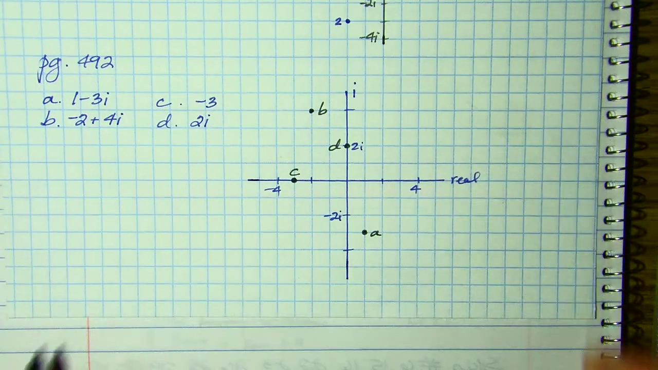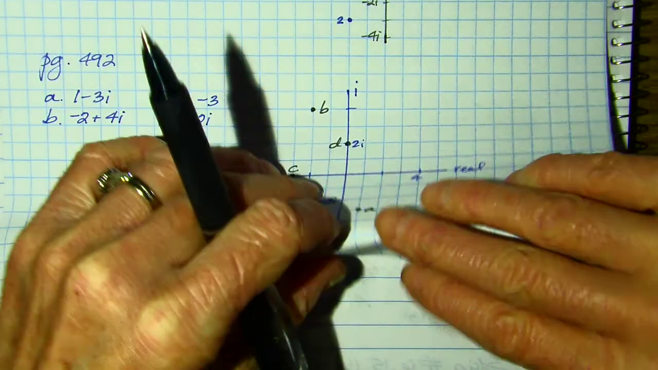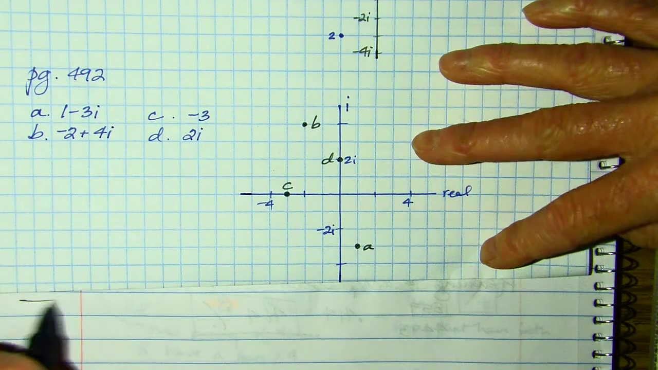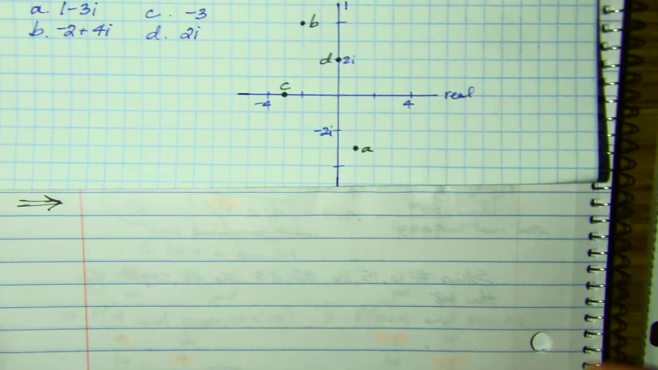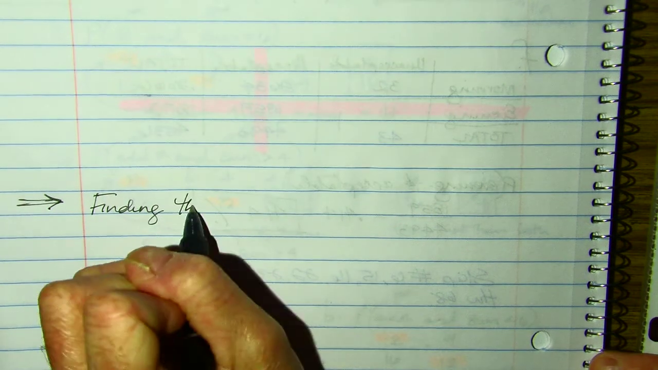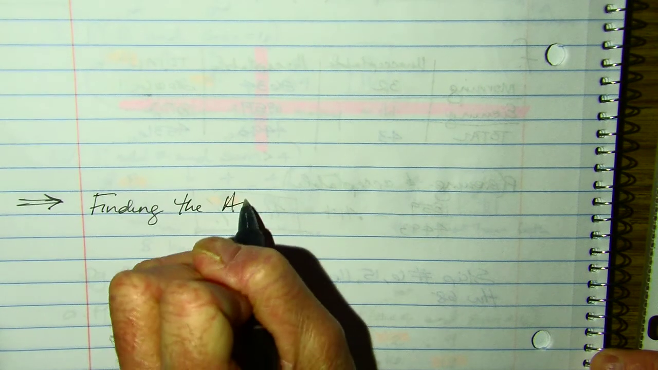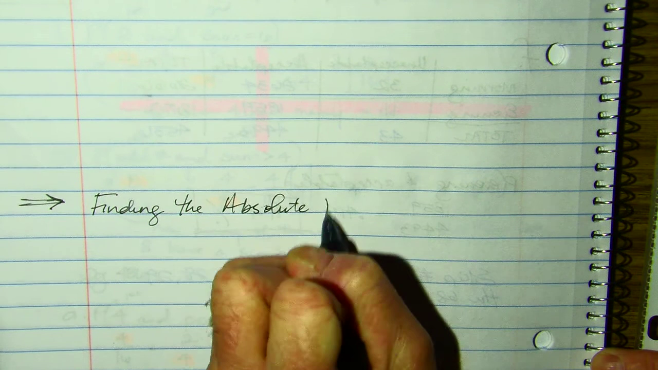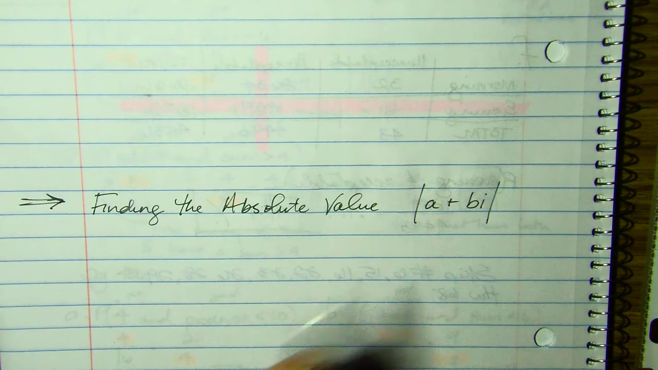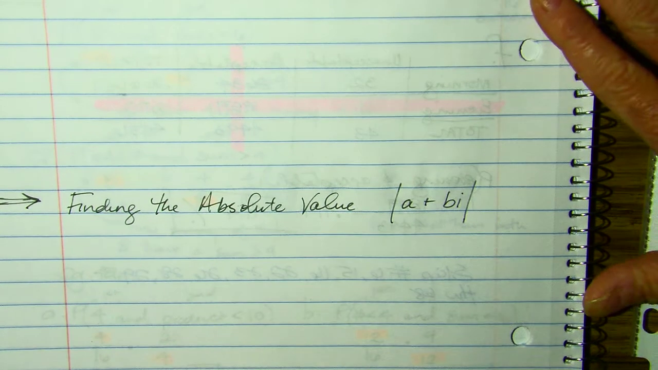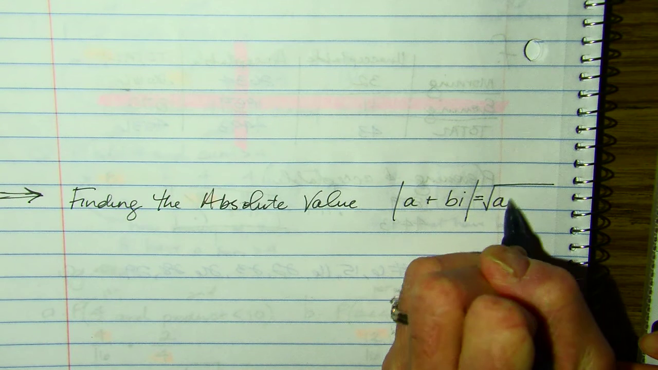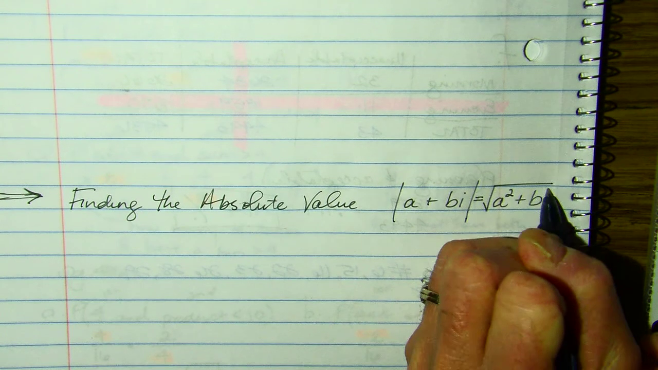We're moving on to part 2, and I'm actually going to fold this under to make room. We are going to do finding the absolute value of complex numbers. So absolute value, review, is our straight bars. And they've given us a formula. The absolute value is the square root of the real part squared plus the imaginary part squared.